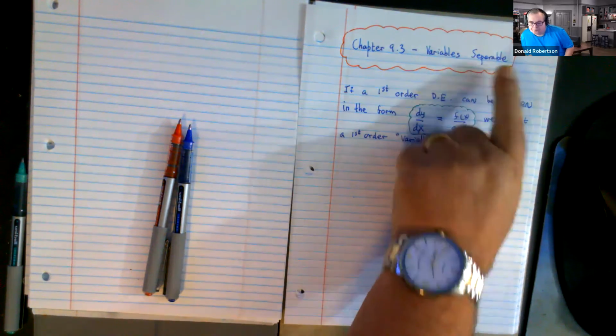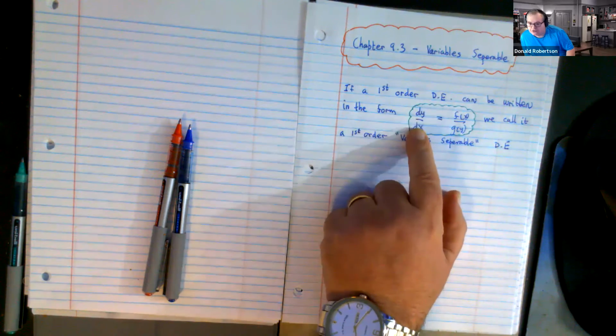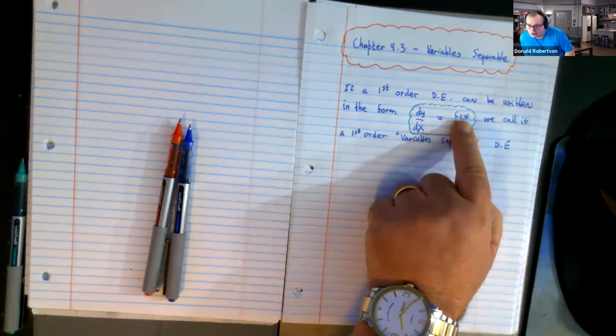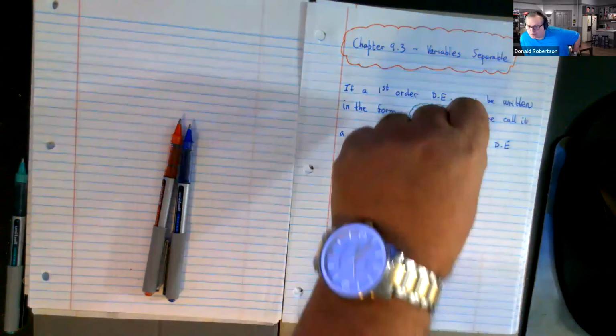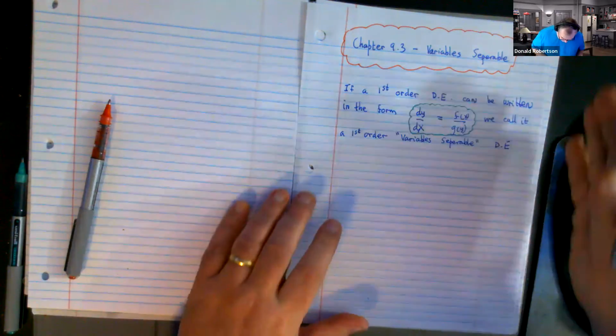So what we're going to do now is start the new stuff. Let's figure out how to solve a differential equation. In particular, a first order variable separable one. If you can rewrite your differential equation as dy/dx equals a fraction, and on the top there's nothing but x's, and on the bottom there's nothing but y's, you can solve that differential equation by quite an interesting technique.